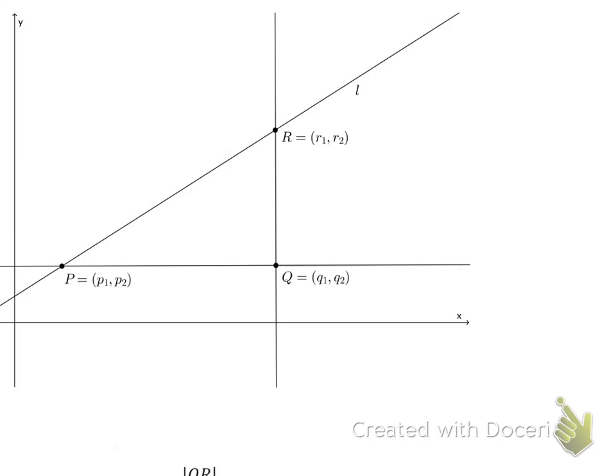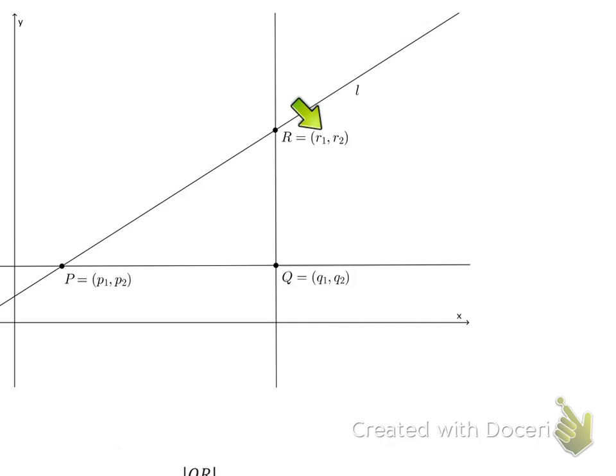Okay, so we want to show that for any 2 points, we can calculate the slope. This diagram shows just 2 random points on the line, P and R. We're going to use the convention of labeling these points with their coordinates in a way that we can tell where the coordinates came from. So the coordinates of P are P1, P2, where P1 is the x-coordinate of point P, and P2 is the y-coordinate.